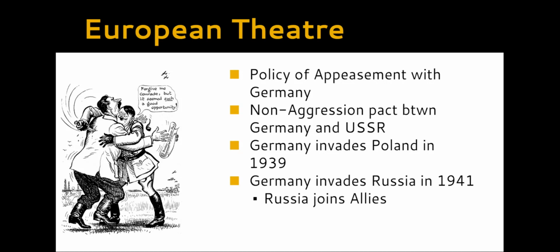The first event that a lot of people see as being the true start of the European theater is when Germany invades Poland in 1939. They had been wanting Poland. It's the place that separated the two chunks of Germany with the Treaty of Versailles, and they did not like that. In 1941, a couple years into the war, they invade Russia. And Russia is going to switch sides to the Allies.